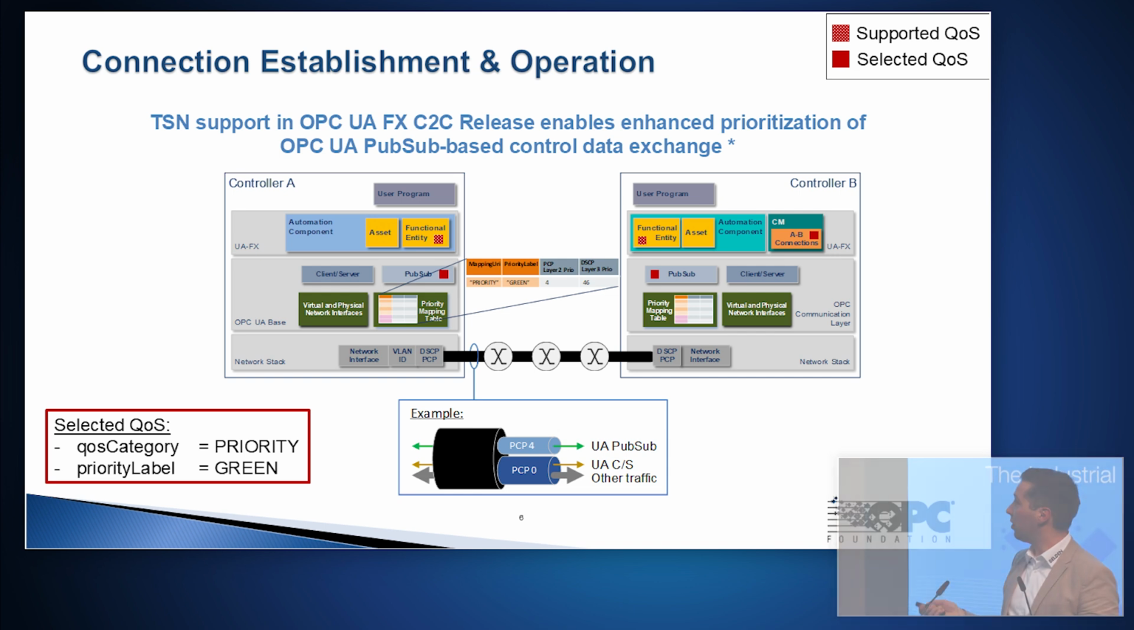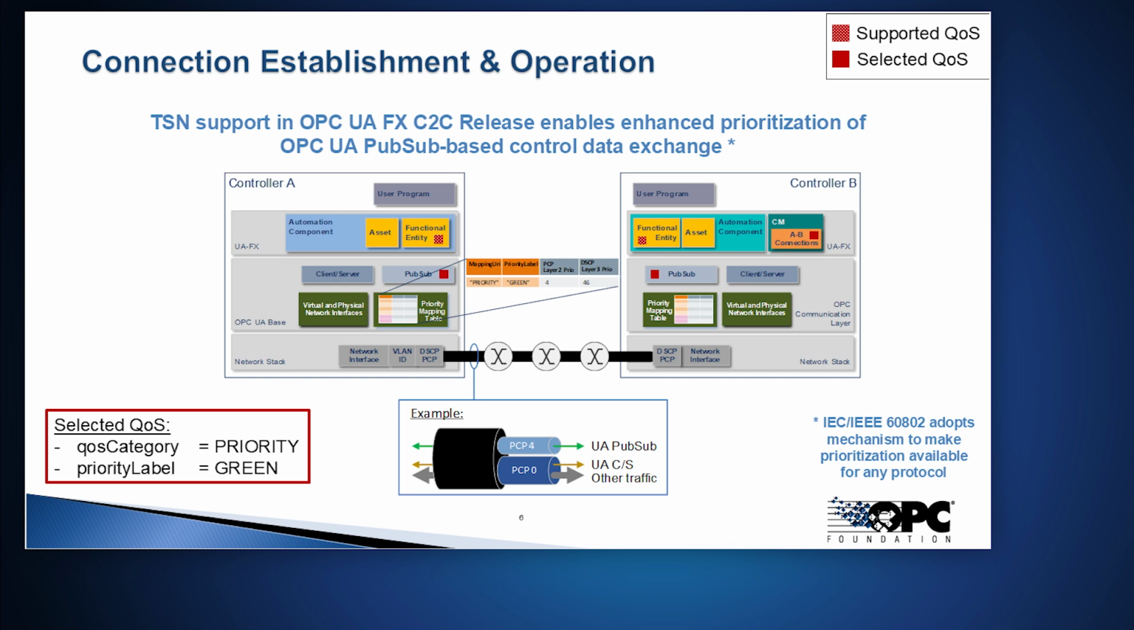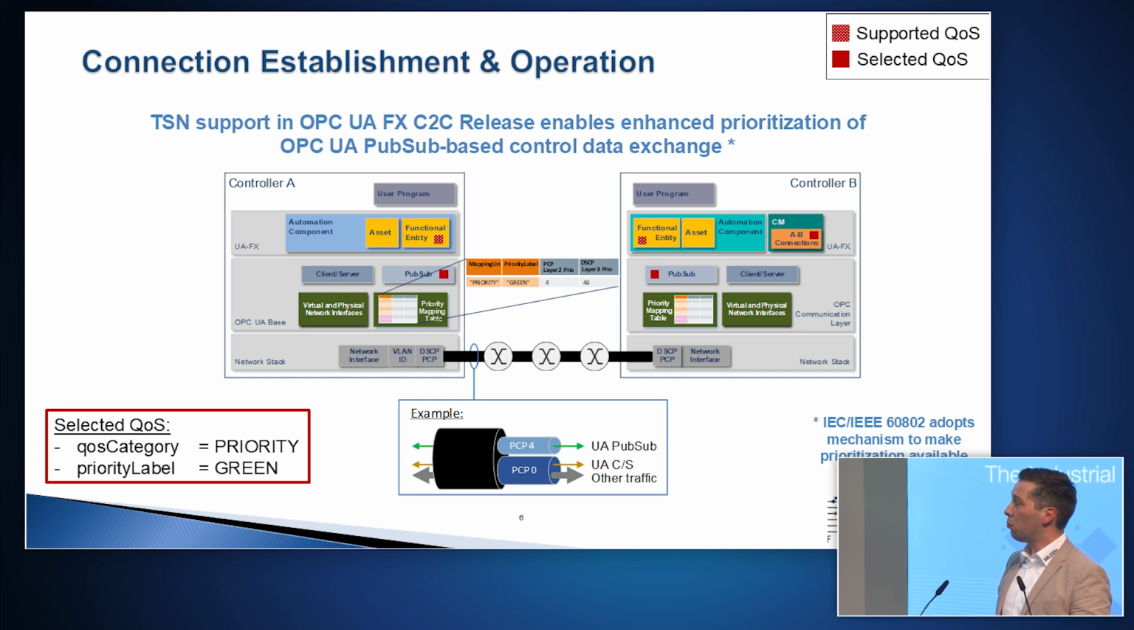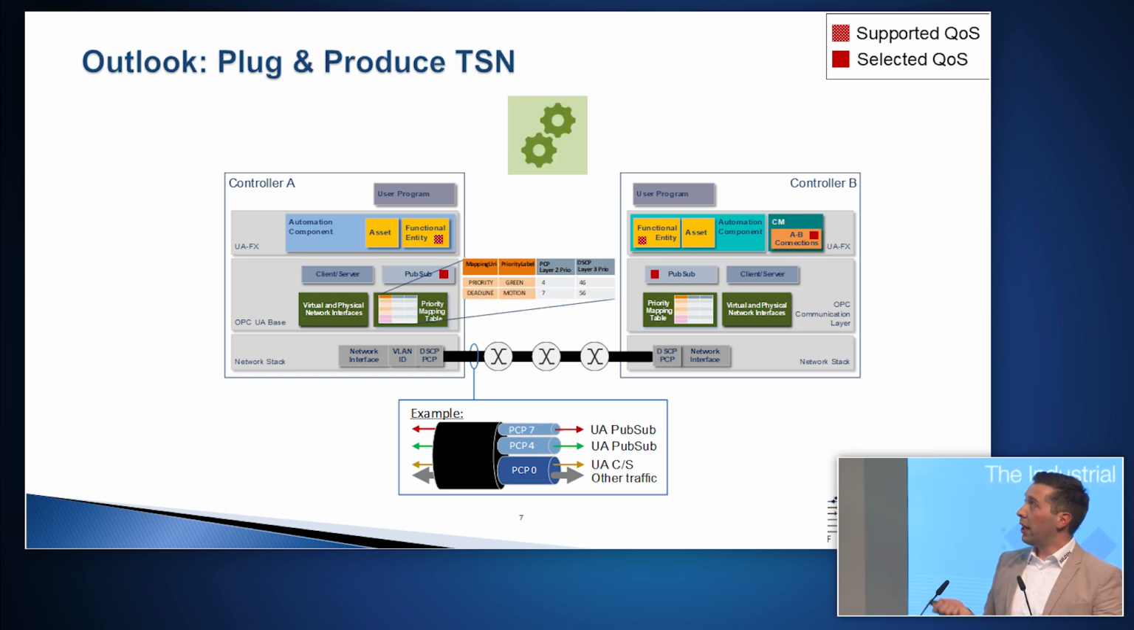And we didn't define it on our own. We also work with the 60802 group, so that they adopt the mechanism in their standard as well, such that this prioritization mechanism with the mapping table is available to all the protocols that will build on 60802 later. And with that, you can not only prioritize pub/sub traffic, but any other traffic that you have in your network, any field bus. You can now combine that and use the same prioritization mechanisms to align your network configuration.